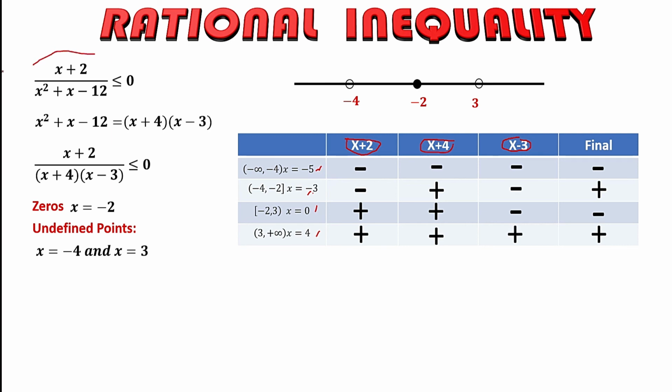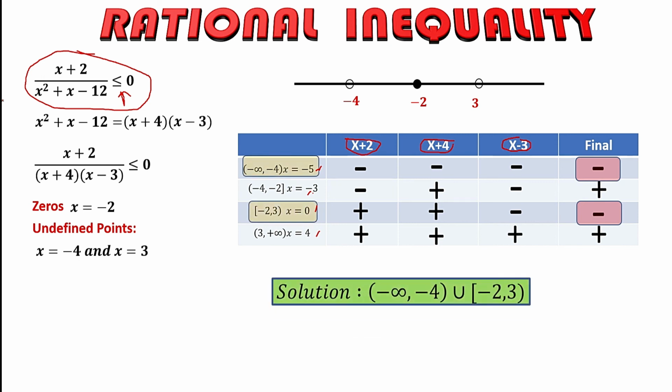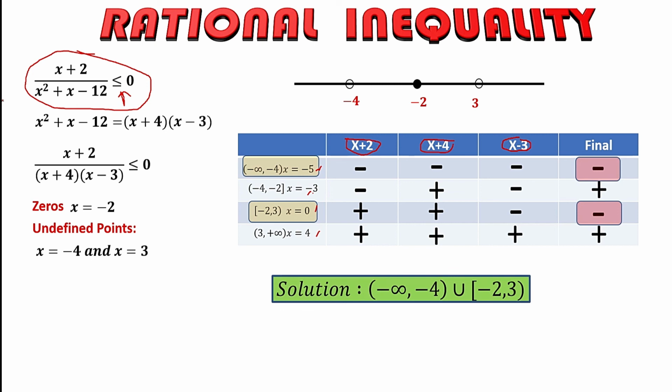And the question is here, so you come back to the inequality. The inequality is less than or equal to 0. Then my solution is the negative sign. The corresponding interval is this, and another corresponding interval is this. My final solution is negative infinity to negative 4, union negative 2 to 3.